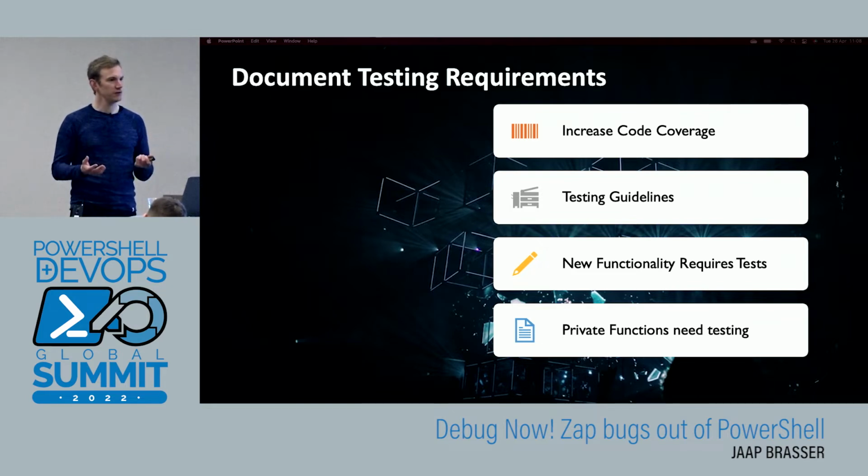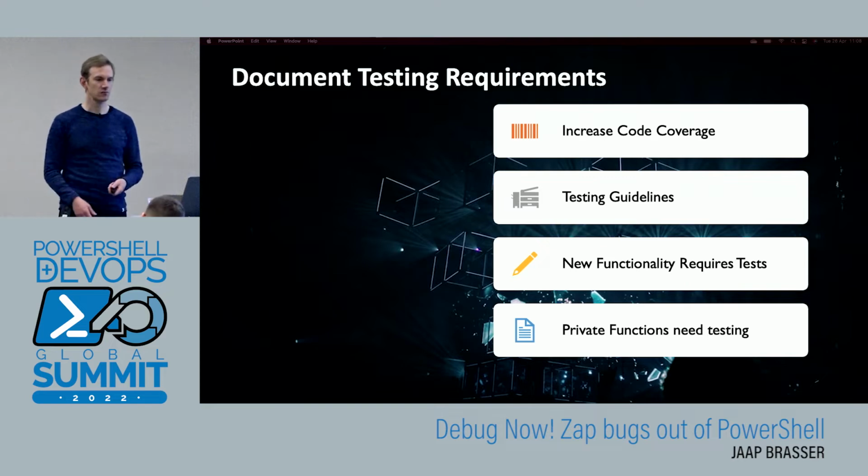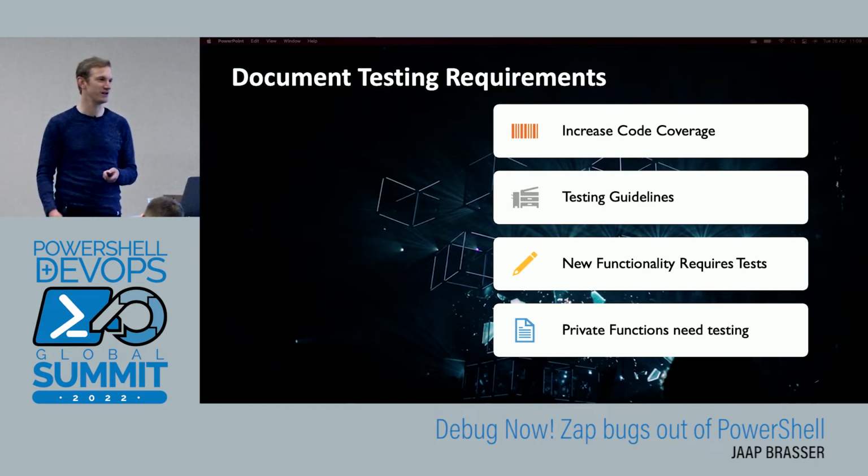We made it mandatory, whenever a pull request came in, just to make sure that the new functionality also got the appropriate unit tests following those guidelines. And finally, we were using a lot of private functions, the ones that were not directly exposed to the end users. They also needed unit tests, and additionally they also needed documentation, because they were not very well documented, or not documented at all.